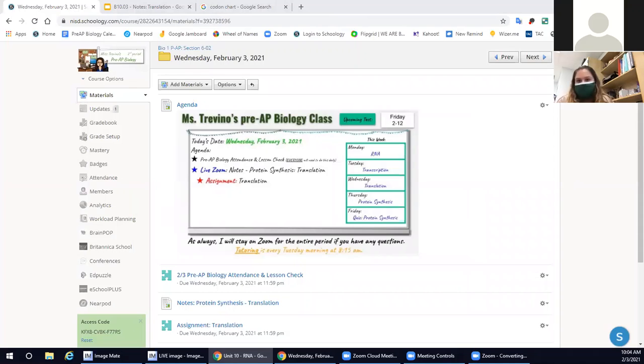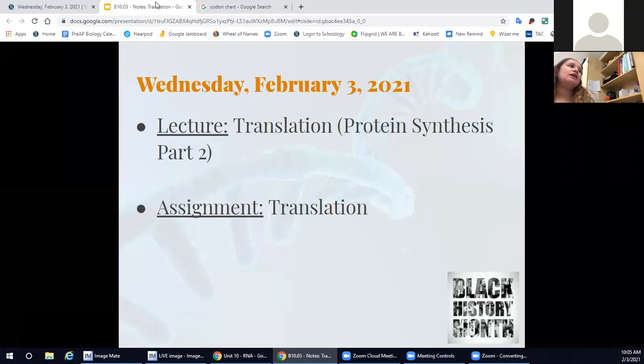So, good morning. Today we're talking about translation, which is the second part of protein synthesis. It's a little bit confusing because now we're translating all of that information into amino acids so that way we can make them into proteins. So today we're just talking about translation, the second part of protein synthesis, and then you do have an assignment on translation.